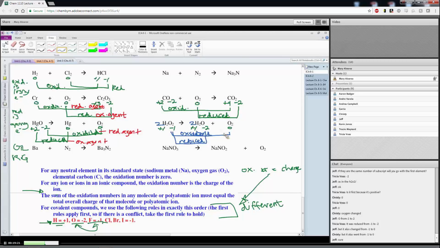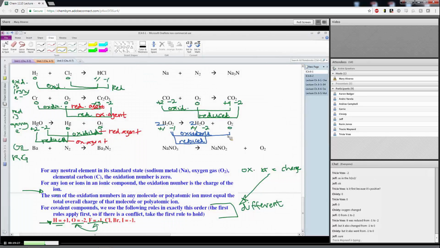Any questions on this one? It's a tricky question. Tricky triggers. What about the H? The H was +1 on the left-hand side, and it was +1 on the right-hand side. So it didn't change. It must not have been oxidized or reduced, because it did not appear to gain or lose any electrons because the charge didn't change.